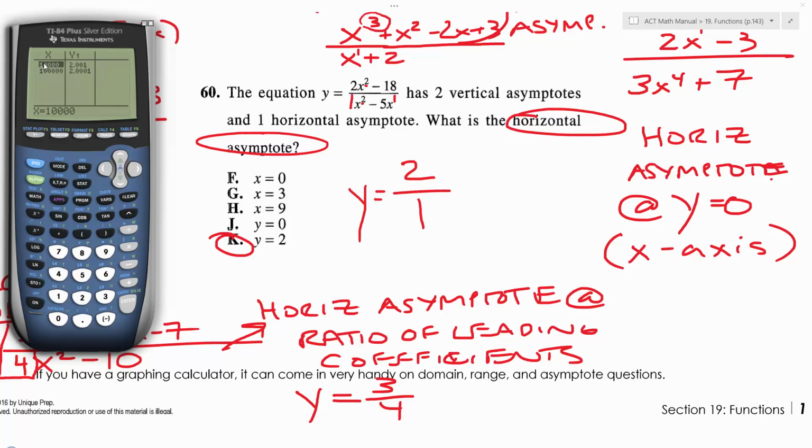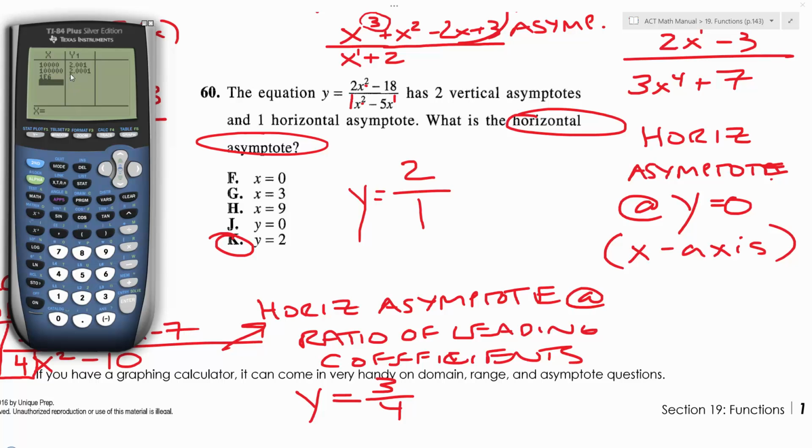And notice my x values are already in here, and you can see that when x is 10,000, y is 2.001. When x is 100,000, y is 2.0001. Let's throw in one more x value, like a million. 1, 2, 3, 4, 5, 6. When x is a million, the calculator has finally run out of brains and just rounded to 2.